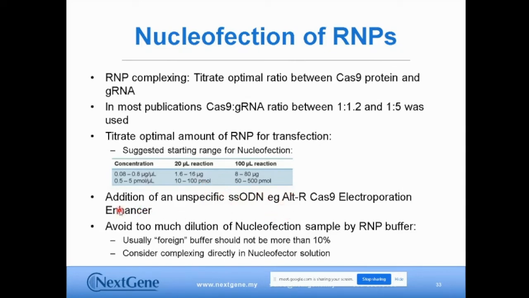Another point to take note of is to try to avoid too much dilution of the nucleofection samples by the RNP buffer. Usually the foreign buffer should not exceed more than 10% of the transfection reagent. Consider complexing, which means reconstituting the Cas9 protein or guide RNA complex directly in the nucleofector solution.